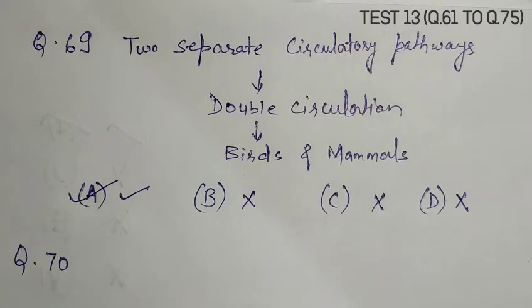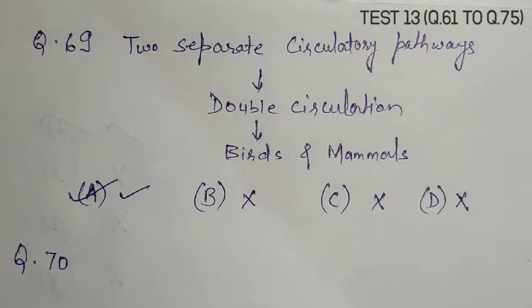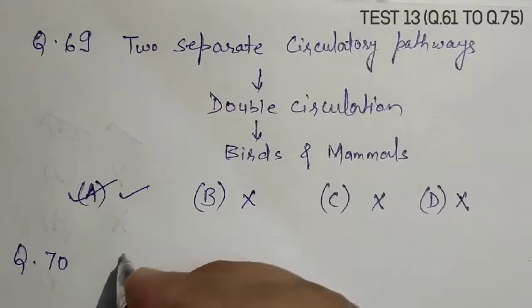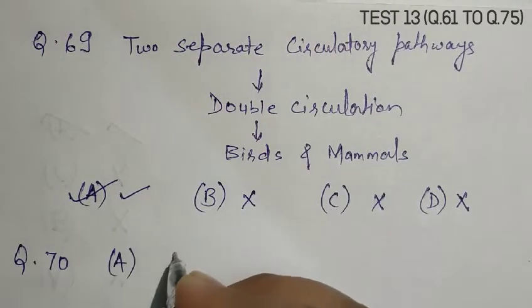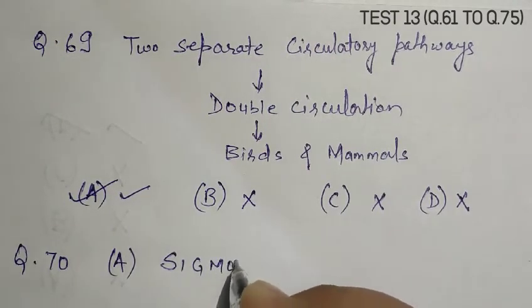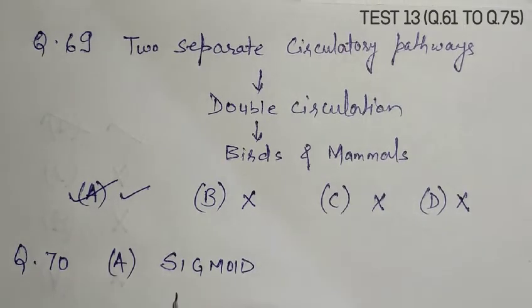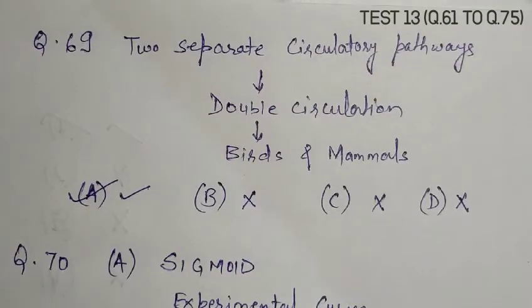Question number 70. Oxygen dissociation curve of hemoglobin is A, sigmoid, B, hyperbolic, C, linear, D, parabolic. Answer is A, sigmoid. It is an experimental curve. Correct answer is A, sigmoid.